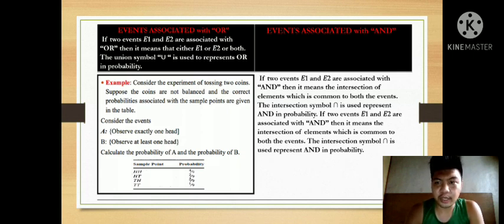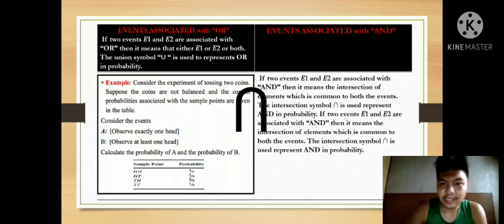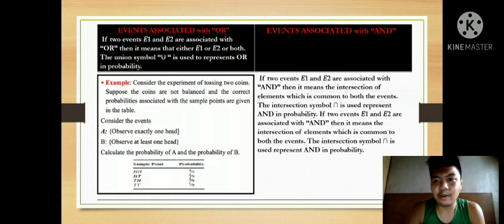Last one, event associated with AND. If two events E1 and E2 are associated with AND, then it means the intersection of the elements which are common to both events. The intersection symbol is used to represent AND in probability.